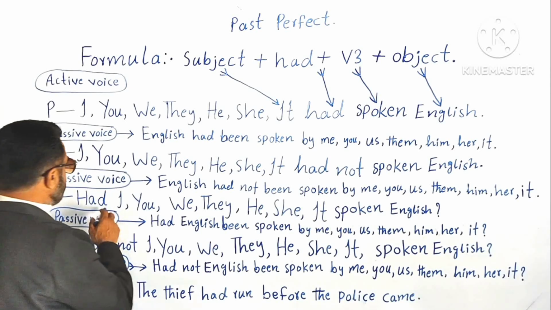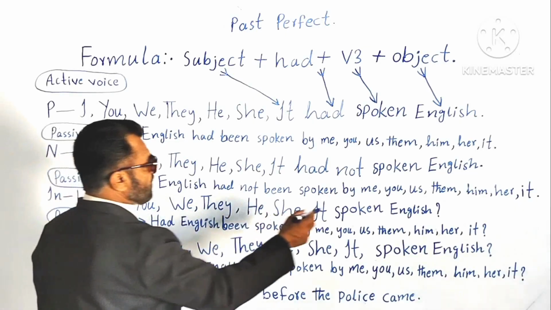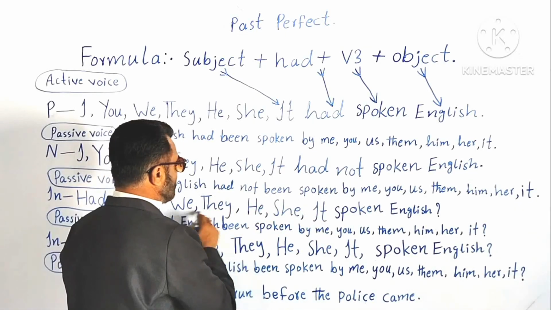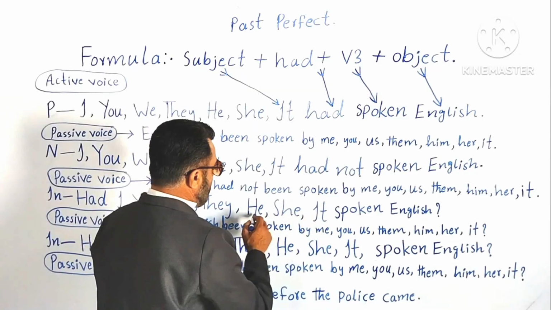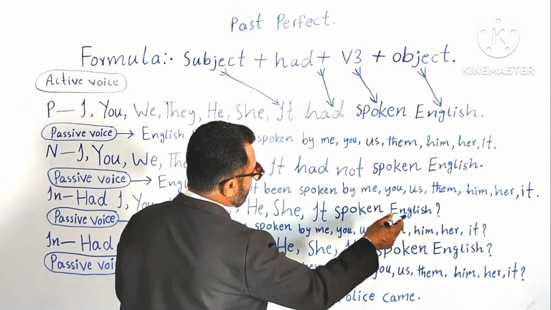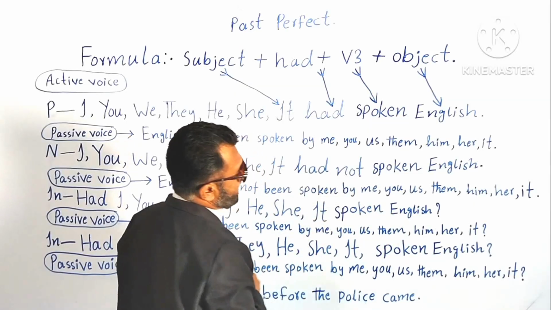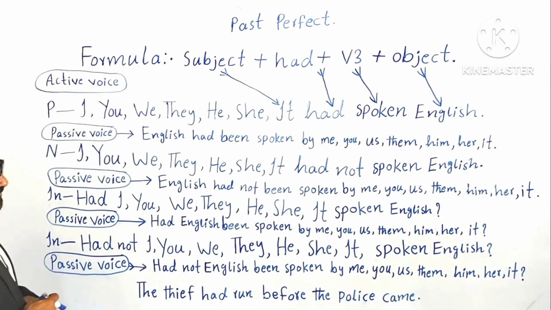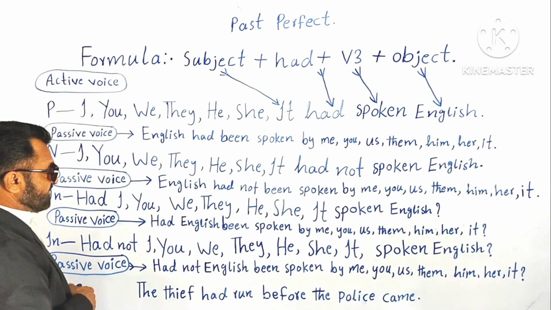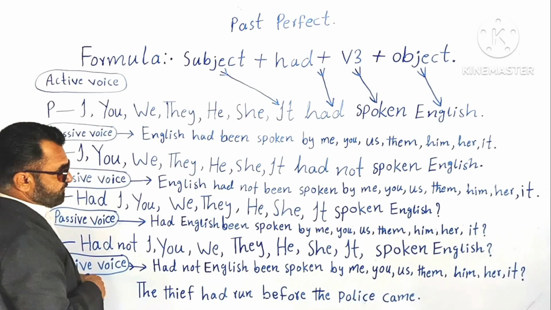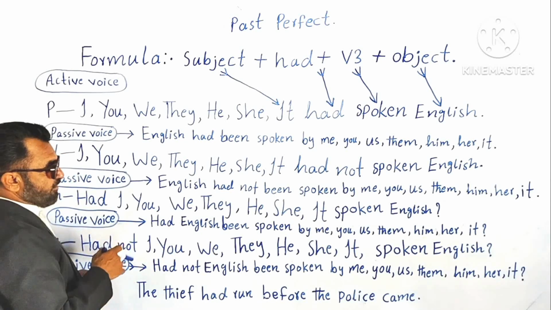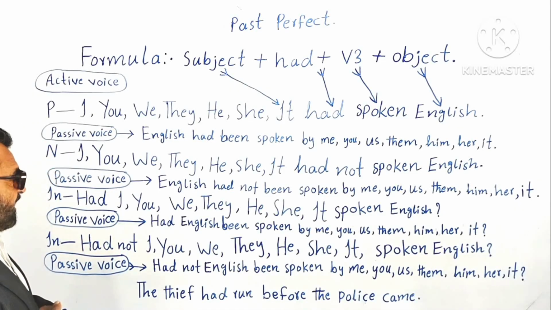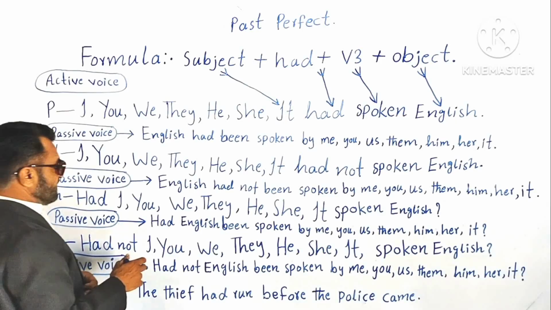Now, let's read the interrogative sentence. Had I spoken English? Had you spoken English? Had we spoken English? Had they spoken English? Had he spoken English? Had she spoken English? Had it spoken English? Had Ali spoken English? etc. Understood? Now, let's go to the passive voice. Passive voice of the interrogative sentence. Or you can say interrogative of passive voice. Understood?